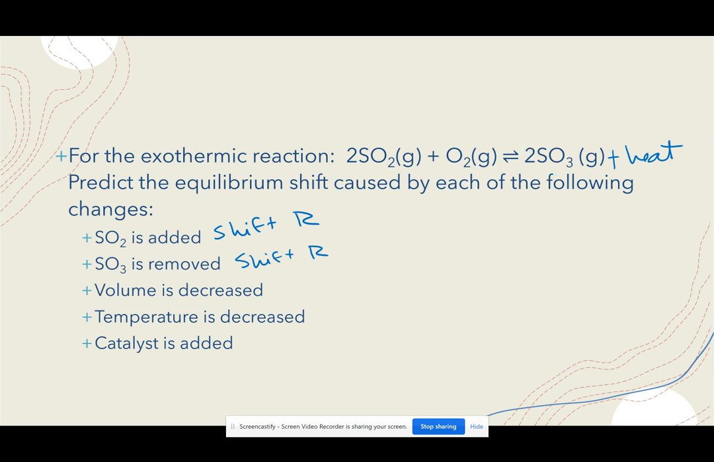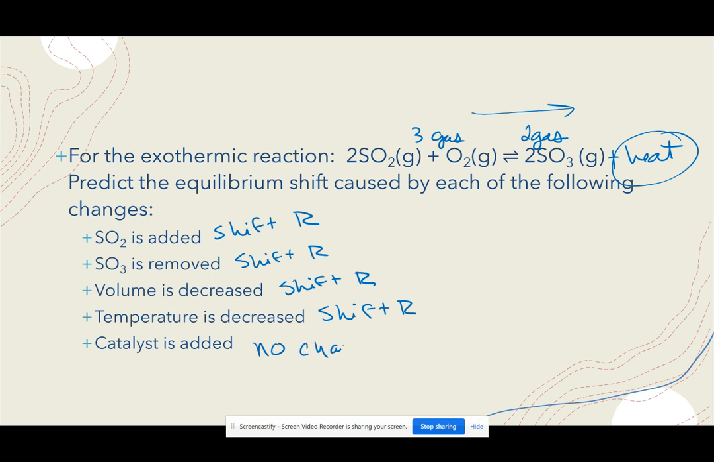Changing volume, let's look at this. So I got 3 gas on this side. I got 2 gas on this side. So decreasing the volume, that means that I'm going to increase the pressure. I got to get to the side with less gas. So we're going to again shift right. Decreasing the temperature, that's like removing heat. So I have to replace what I've removed. So I'm again going to shift right. Catalyst is added. Again, catalysts speed up both the forward and reverse reaction equally. So there is no change when I add a catalyst.